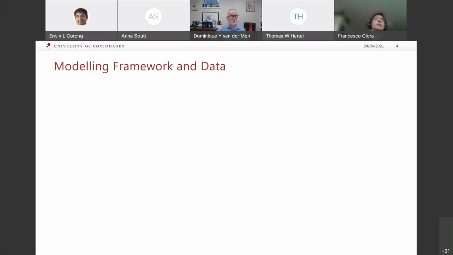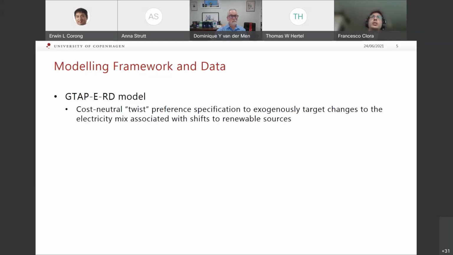As I said, in this study, we used the GTAP-E model, which was originally developed by Erwin. And to this model, we have also added some features for the scope of this study. First of all, we have added a cost-neutral tweak preference specification to allow us to target exogenous changes to the electricity generated by renewable sources in every country.